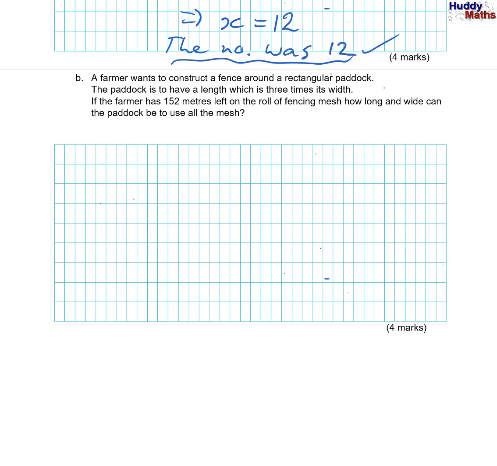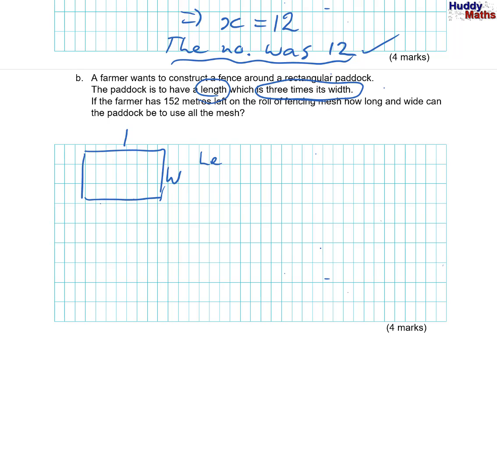Okay, a farmer wants to construct a fence around a rectangular paddock. The paddock is to have a length which is 3 times its width. All right, so if it's going to be 3 times its width, let's have a look at what that means. So I reckon here we need to draw a bit of a picture for a start. So it's not to scale, but the length, L, is 3 times W. So if we put that, we don't have to explain in words what the symbols mean. Or you could explain in words.